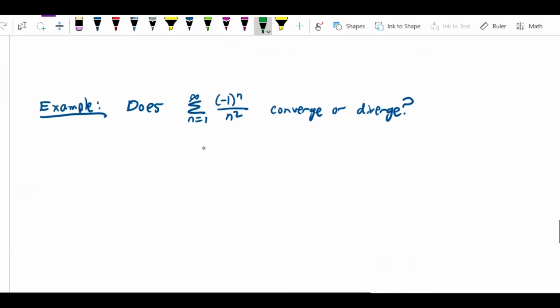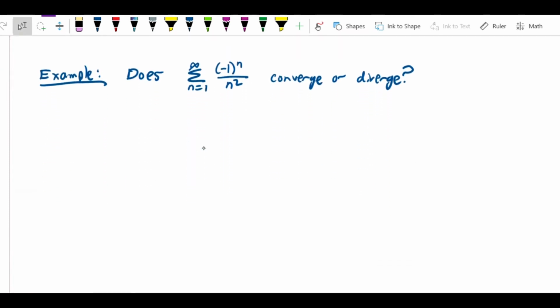Now let's see how we would use this in an actual problem. So let's ask, does the sum from n equals 1 to infinity of (-1)^n over n squared converge or diverge? So first of all, what does this series look like? It's going to look like -1 over 1 plus 1 over 4 minus 1 over 9 plus 1 over 16, etc. We'll just keep going. So that's what that series looks like.